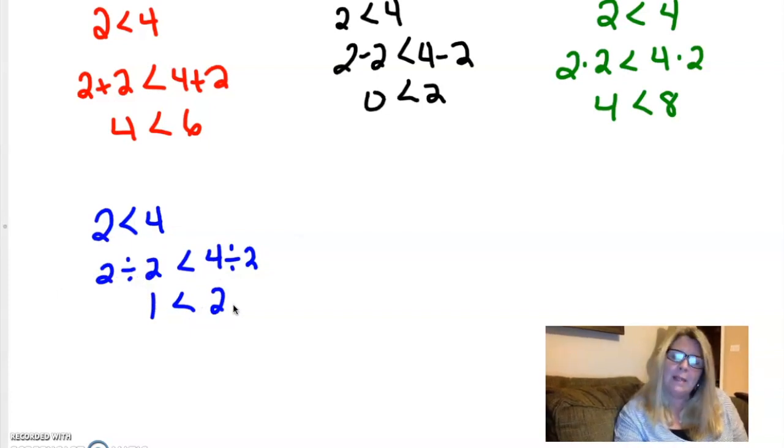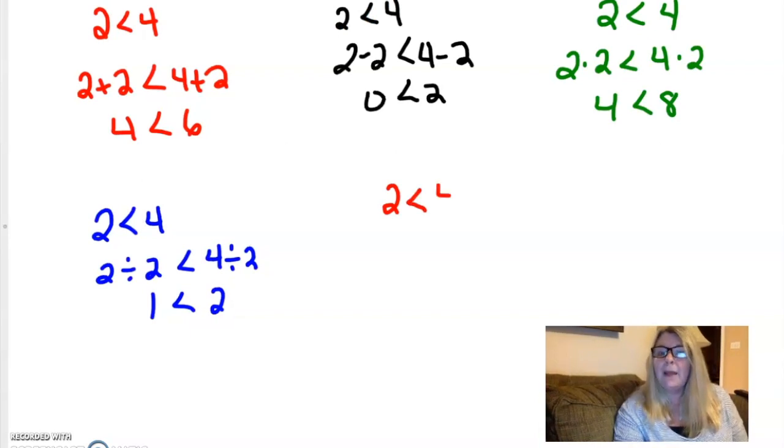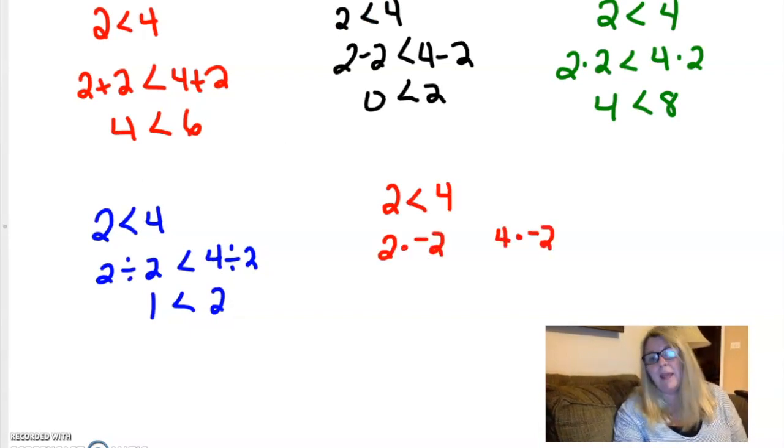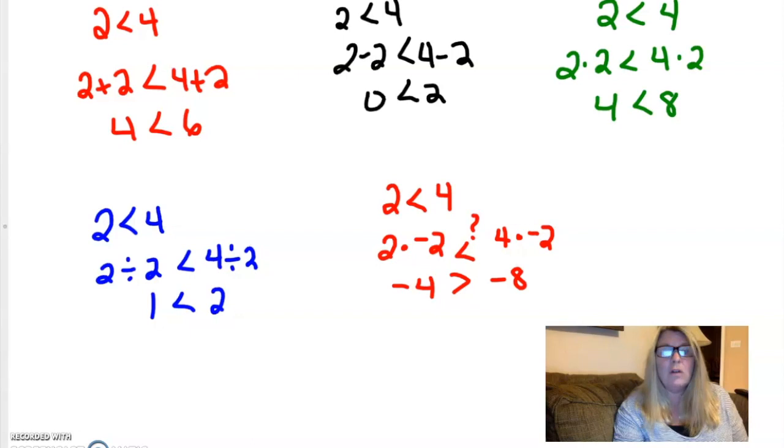But things begin to change when we look at multiplying by a negative number. When you multiply by a negative number, you have a negative 4 on one side and a negative 8 on the other side. Now, is negative 4 still less than negative 8? No, it's not. We actually have to flip that inequality because that's not true. It has to be negative 4 is greater than negative 8.